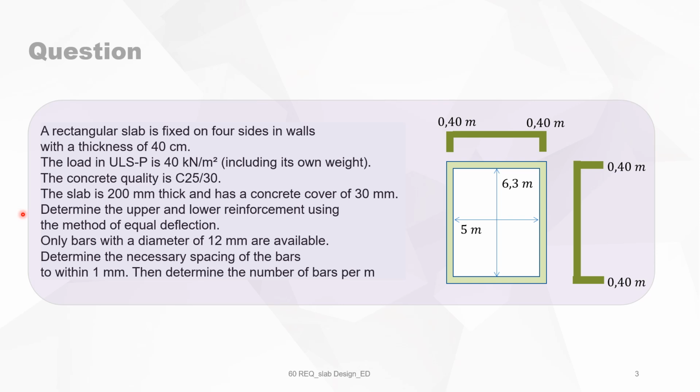Determine the upper and lower reinforcement using the method of equal deflection. Only bars with a diameter of 12 are available. Determine the necessary spacing of the bars within 1 millimeter and determine the number of bars per meter.